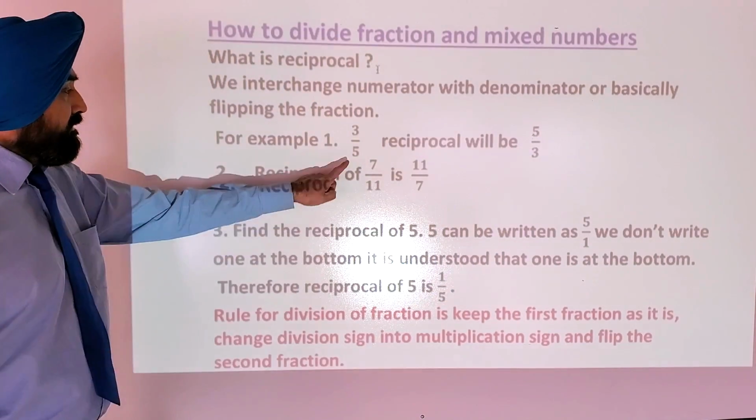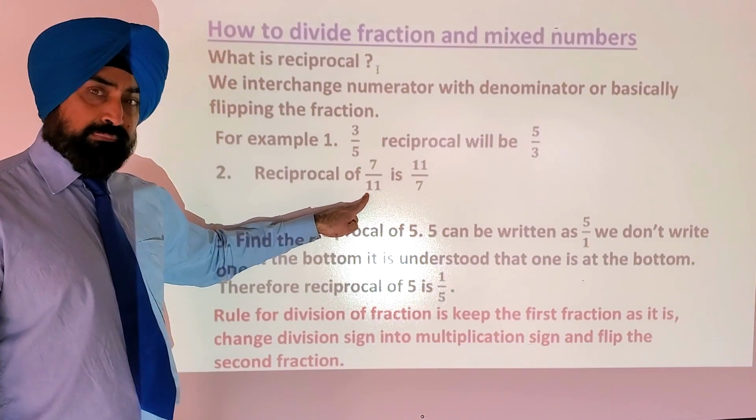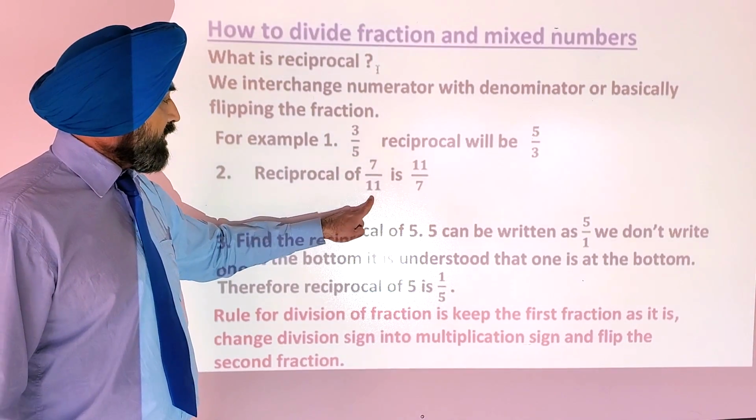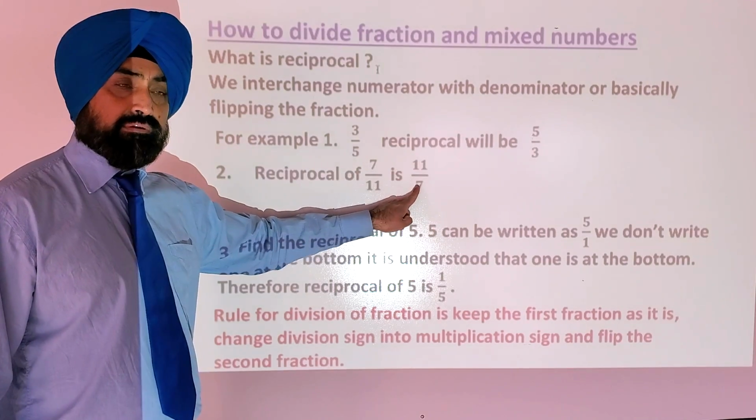For example, 7 over 11. We will flip it. We will interchange the numerator with the denominator. So for 7 over 11, the reciprocal is 11 over 7.